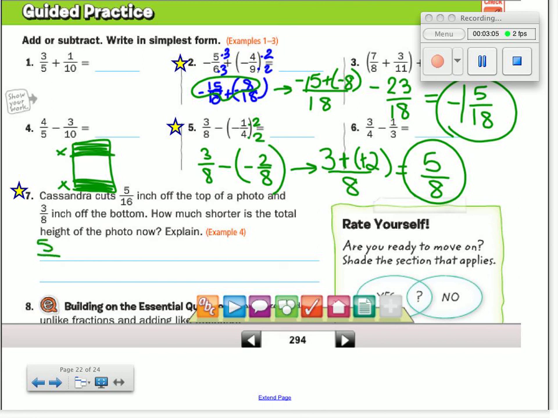So 5/16 plus 3/8. What's a common denominator for these two? 16. Okay, so we're going to times this by 2 and this by 2. So my new problem, some red now, is 5/16 plus 6/16. Then I add the numerators and we get 11/16. So that is inch. So some people will say even a negative 11/16 because that's how much has been removed. Some people say 11/16 of an inch shorter. Any of those would be a fine option to say.